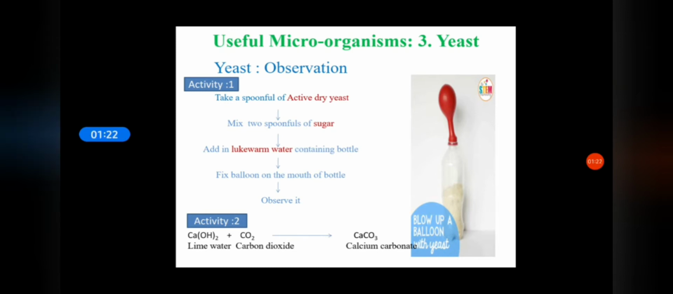Activity number 2. Mix lime water, that is calcium hydroxide, with the gas accumulated in the balloon. Calcium hydroxide turns into milky white solution of calcium carbonate. This activity explains yeast produces carbon dioxide gas.